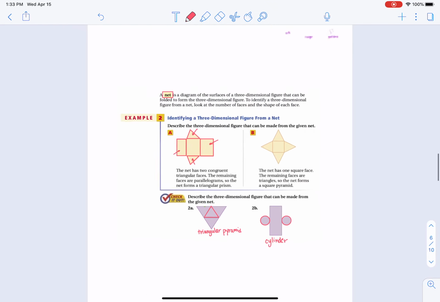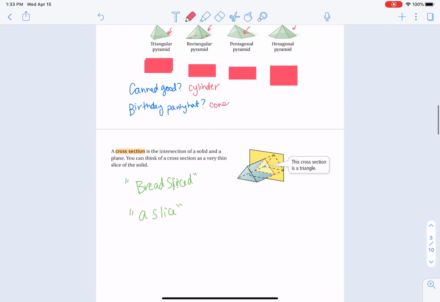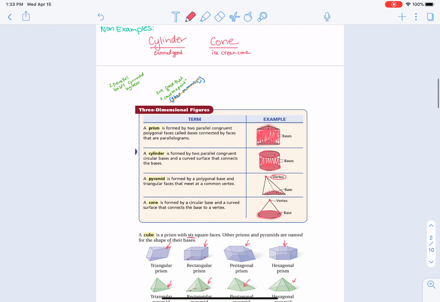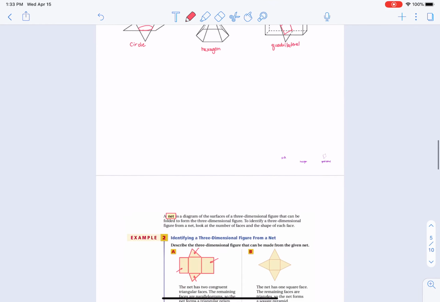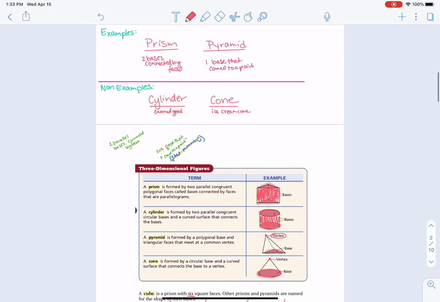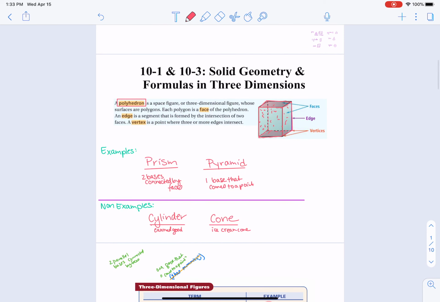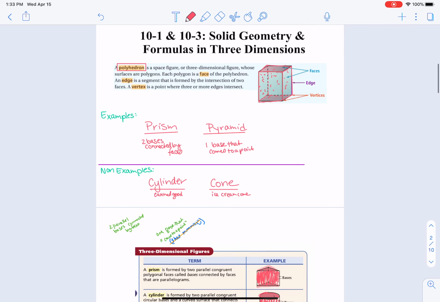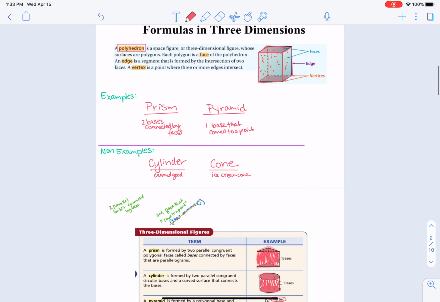Okay, so that was pretty quick. Today is just definitions before we jump into the numbers and finding areas and things. I just wanted you to kind of know what all those words meant. So just to recap, we talked about polyhedrons, which are basically a 3D figure and the surfaces are polygons. So faces, bases, edges, vertex or vertices. Prisms and pyramids are types of polyhedrons, but a cylinder and a cone are not.